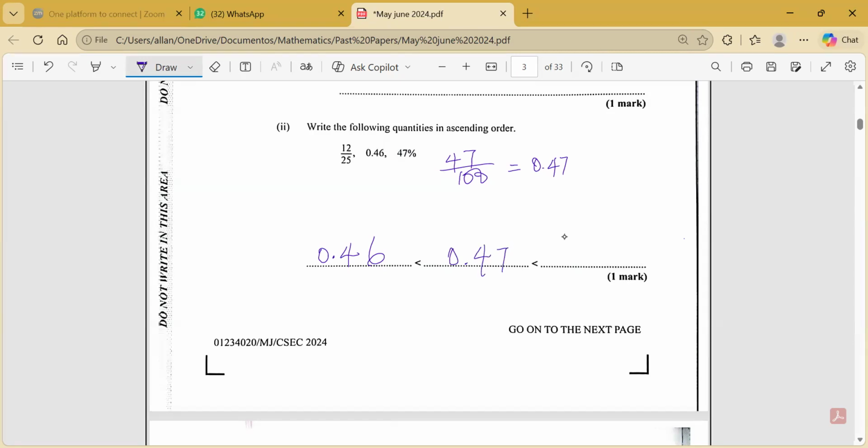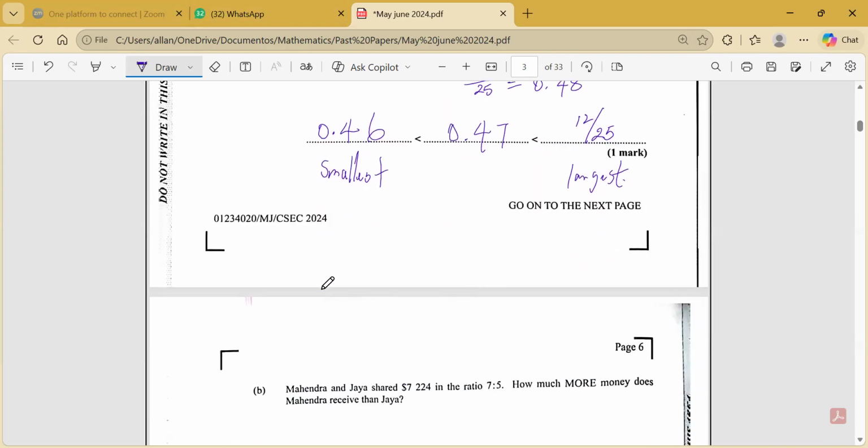And if you check your calculators, 12 over 25 is equal to 0.48. So we're moving from the smallest to the largest, just like when you're moving up, you're ascending from lower school to upper school. All right, let's move on. I have a lot to do.